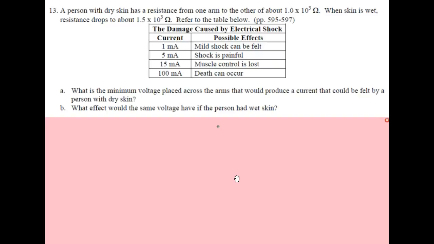So A, what is the minimum voltage placed across the arms that would produce a current that could be felt by a person with dry skin? So a current that can be felt is 1 milliamp. So they want to know the V value. Okay, we know the I value from the chart, and they gave you the resistance from one arm to the other of the dry skin, which is up here at 1 times 10 to the 5th ohms. Sounds like Ohm's law.